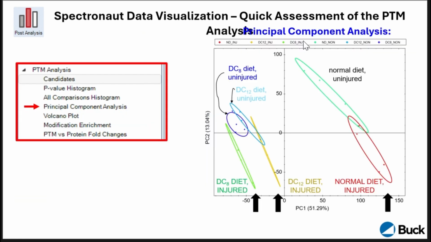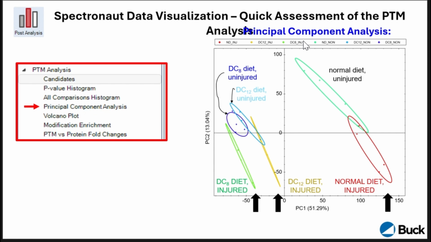You can also, with this PTM analysis, do clustering. In this case, I'm showing you here normal diet injured, DC12 diet injured, and DC8 diet injured. And then these were the uninjured kidney samples here. So you can appreciate the clustering is day and night. Without the diet, it's very far away from either the one diet or the other. But you can also see, even though it's just the carbon chain lengths that changed here, they cluster separately.